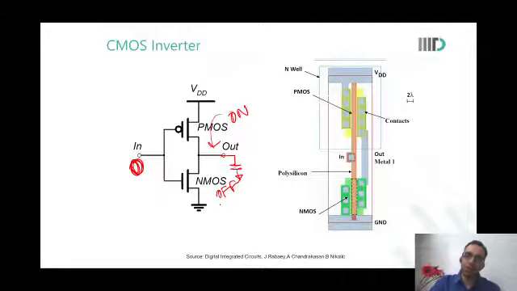Current goes only during the transient period. After that and before that, current is 0. Whereas in BJTs and other places, the current will flow continuously when your input is, let us say, 1 or 0, whatever. Okay, sir. Thank you.